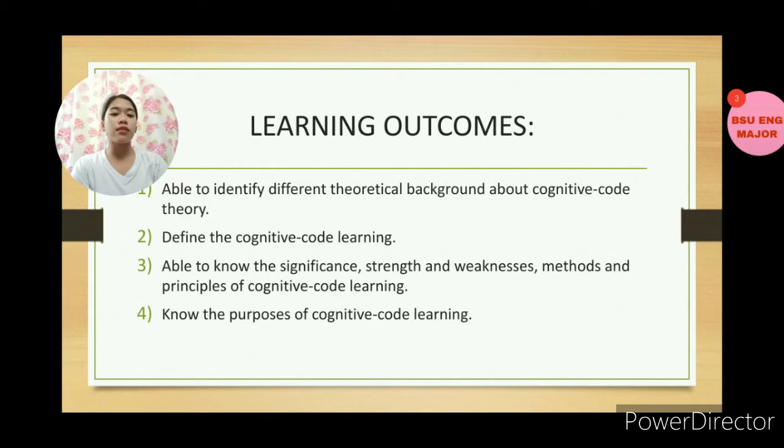So first, let's have learning outcomes. First, able to identify different theoretical background about cognitive code theory. Second, define the cognitive code learning. Third, able to know the significance, strength, and weaknesses, methods, and principles of cognitive code learning. And the last one is know the purposes of cognitive code learning.